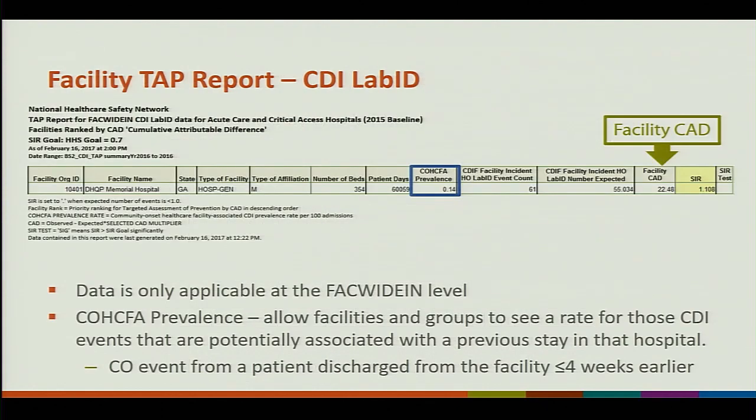And then the third table takes each facility and shows you the location ranking for each one of those facilities. All right, and because CDI reports and MRSA reports are so different, because the data is collected at the facility-wide inpatient level, we're not going to get those location level breakdowns, but you will be able to see your facility CAD as presented here, and some other information which we think may be beneficial for you to use, such as in the CDI Lab ID report, we give you the community-onset healthcare facility-associated prevalence, which allows facilities and groups to see a rate of those CDI events that are potentially associated with a previous stay in the hospital.